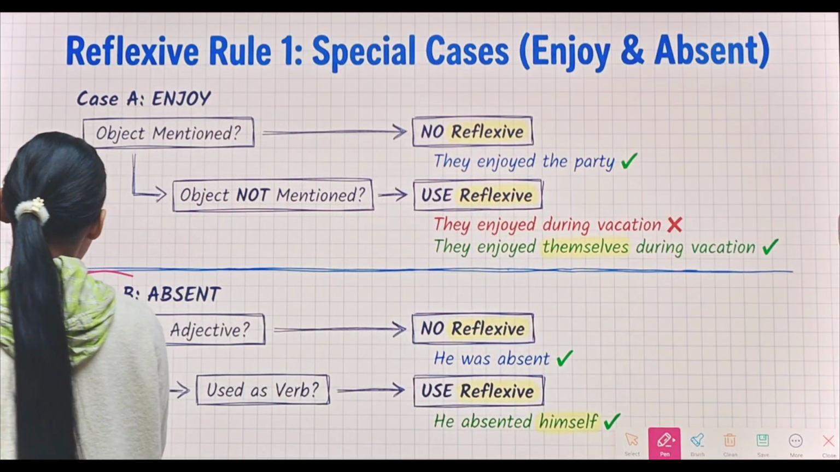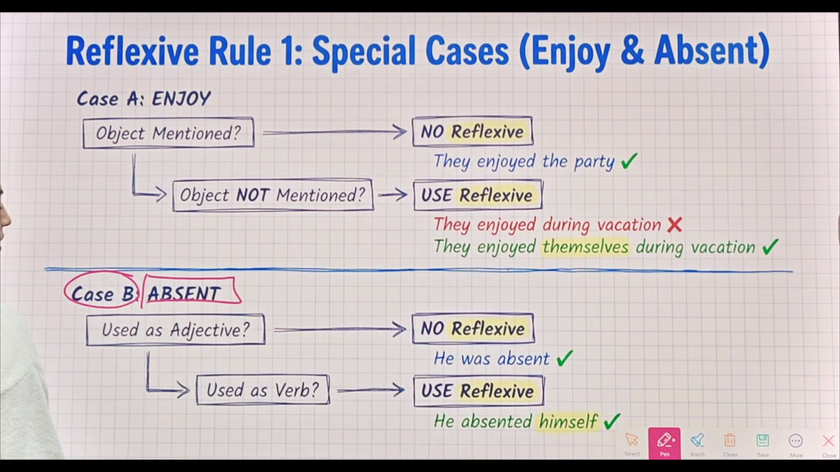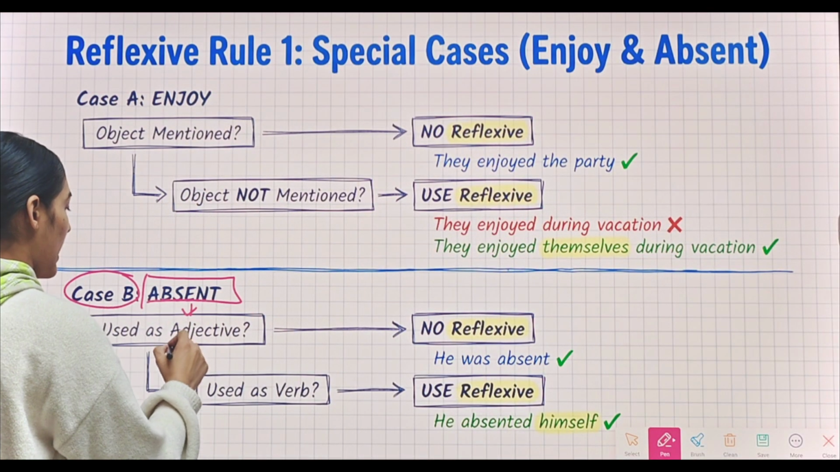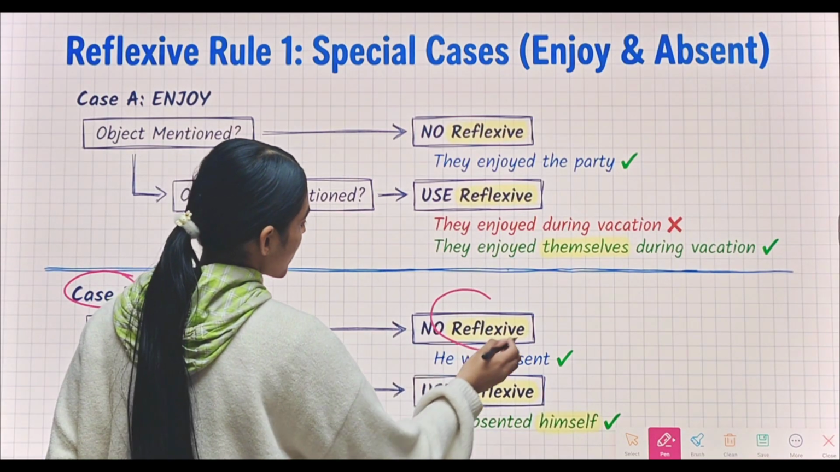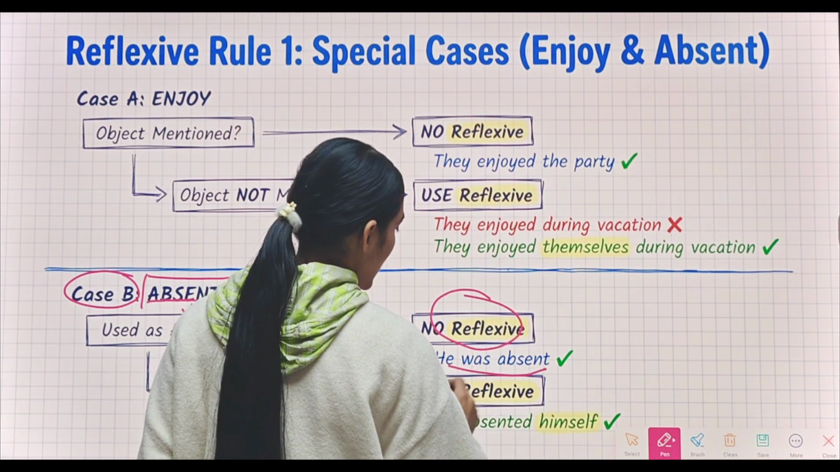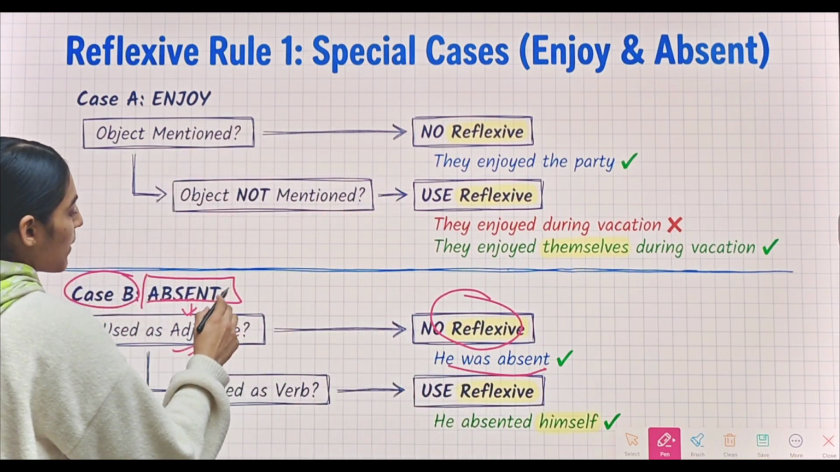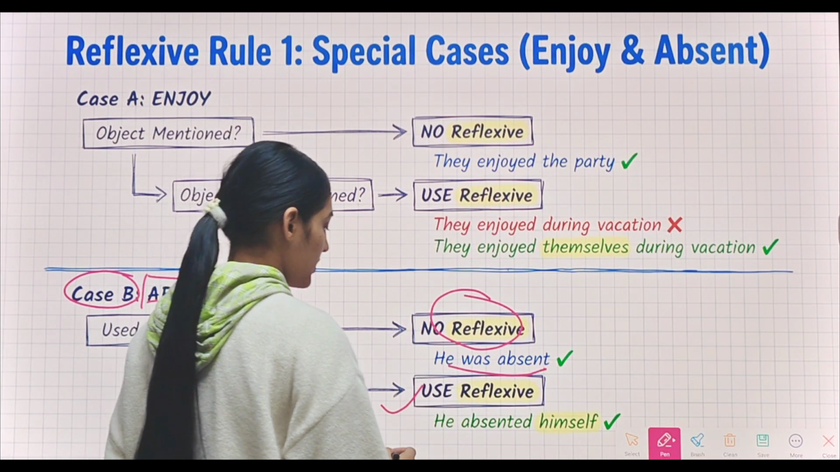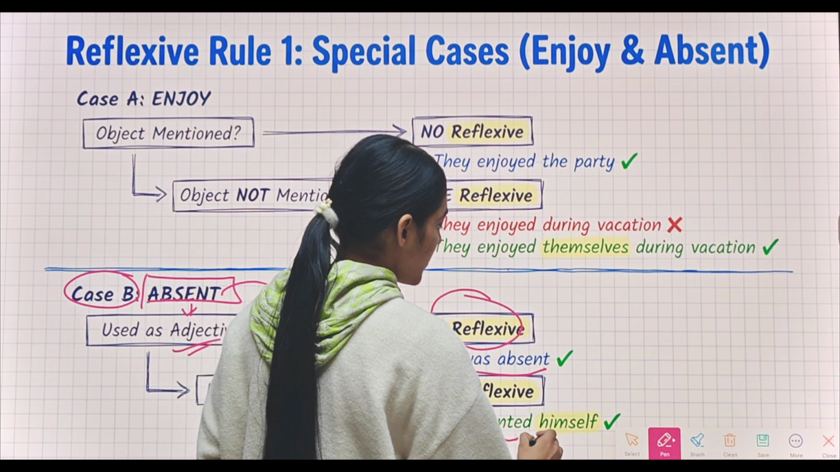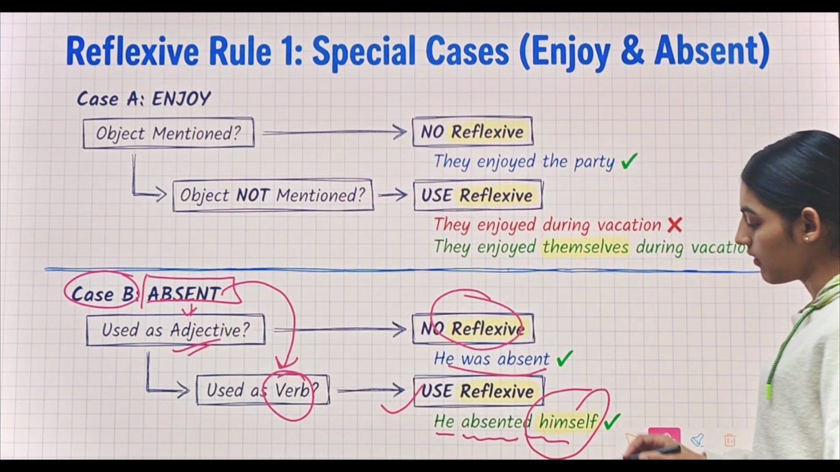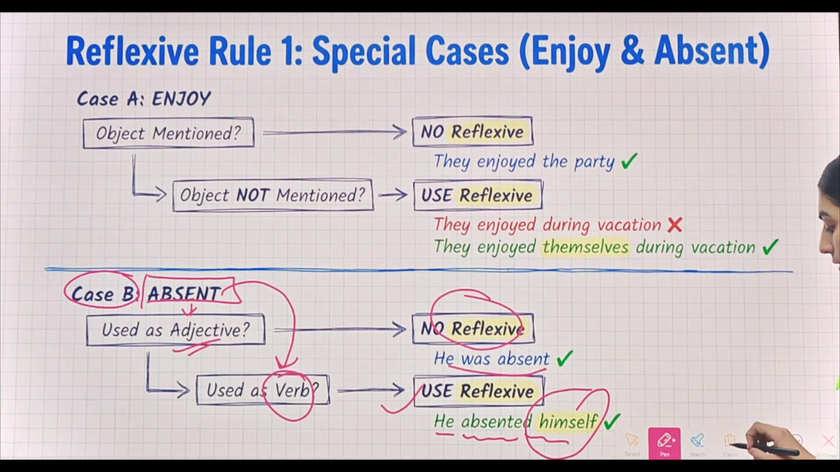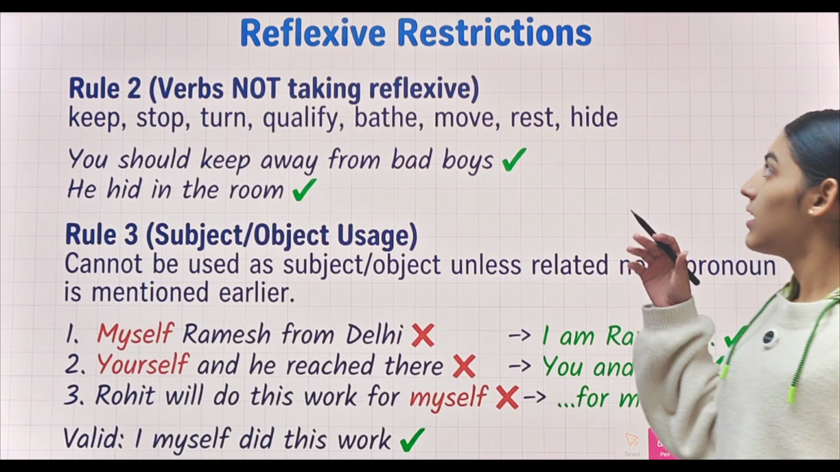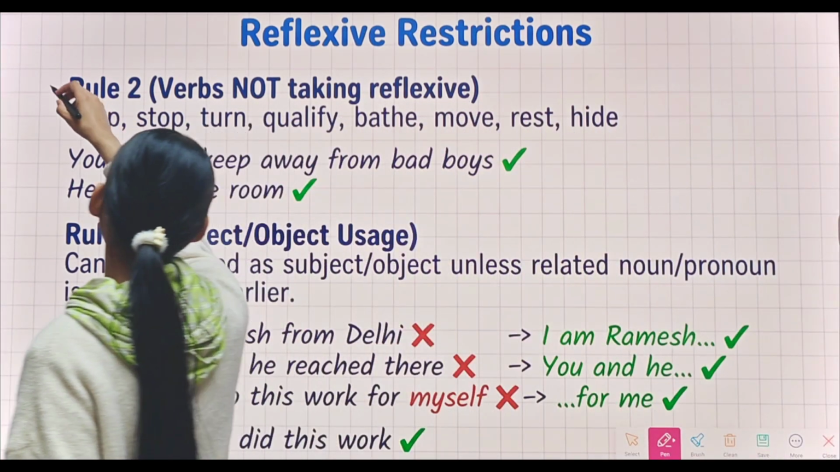Now moving on, we have the case 2 for absent. If the word absent is used as adjective, then we will not use reflexive. For example, he was absent. If absent is used as verb, then we will use reflexive pronoun with it. He absented himself. Alright. Now here himself is the reflexive pronoun which we have used. Now moving on, we have reflexive restrictions. Let's see the rule number 2.